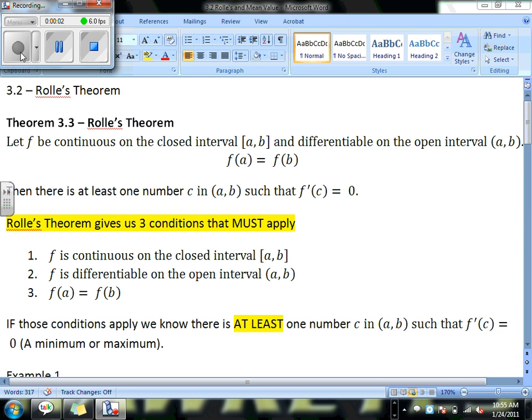In this video, we're going to be talking about Rolle's theorem. Rolle's theorem here is what theorem 3.3 says. It says let f be continuous on the closed interval a to b and differentiable on the open interval from a to b. So you can take the derivative of it, and it's continuous on the interval that we're talking to, which means it doesn't have any jumps or anything like that. It's not undefined at any point.